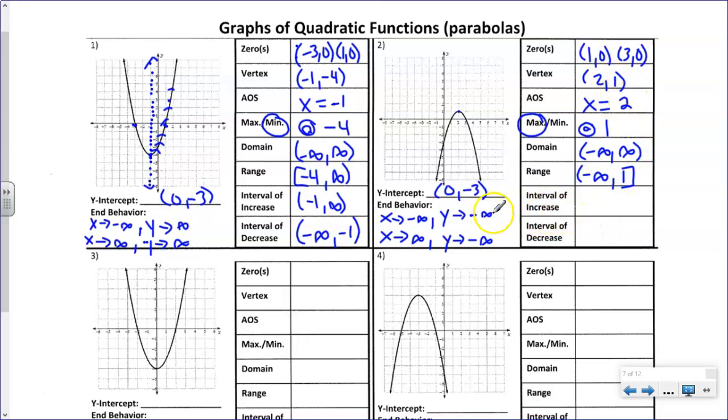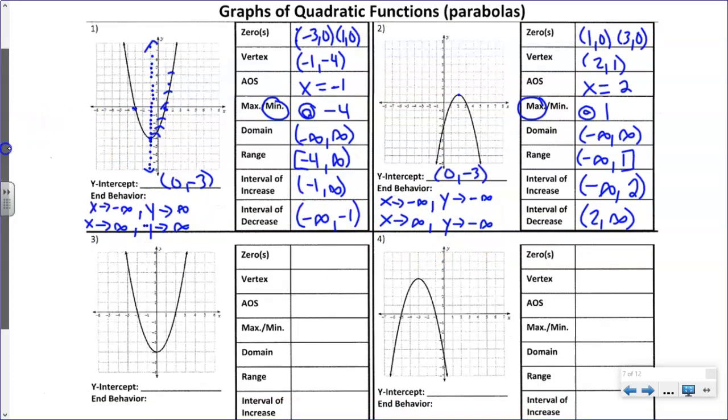Okay, interval of increasing. It's increasing on the left. So that will be negative infinity until my x value of the vertex. Decreasing on the right. So from this 2 to the right. So that's going to be 2 to positive infinity. Hopefully this is making sense and you're understanding.